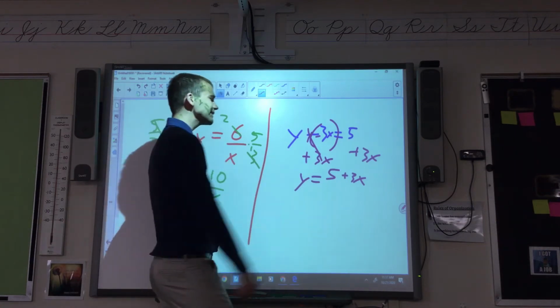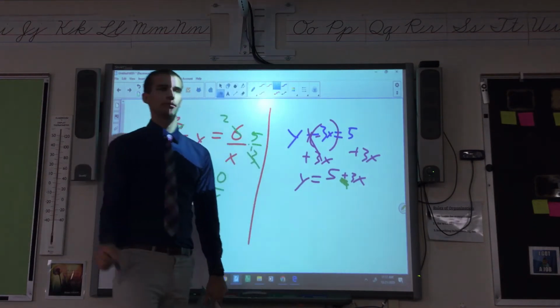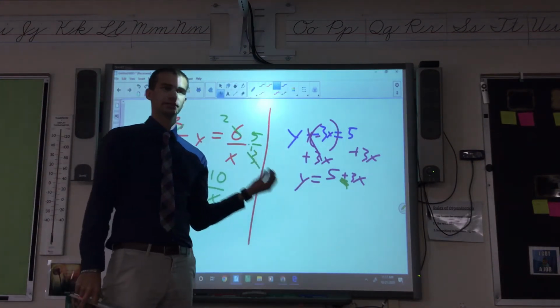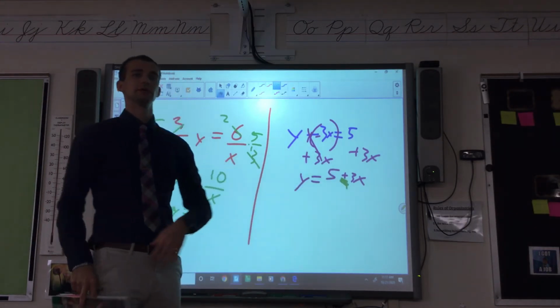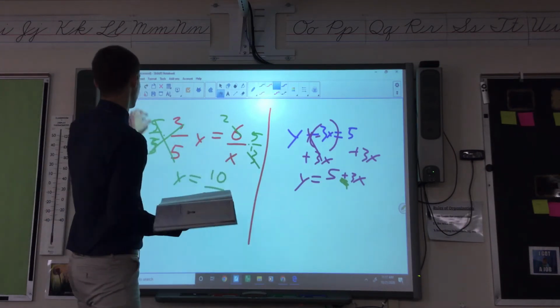No. Anytime you've got this little adding thing right here, that messes everything up. Unless it simplifies and consolidates down, you're never going to have something that's adding actually be an inverse proportion. Never ever. Same reason for why it's never going to be a regular proportion.